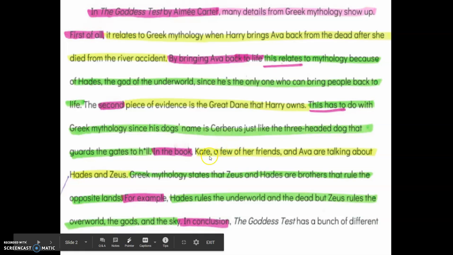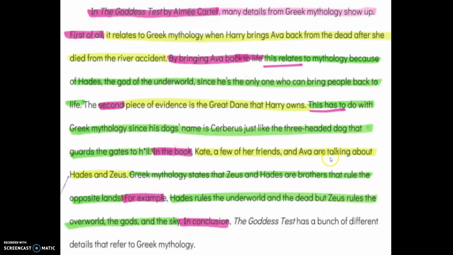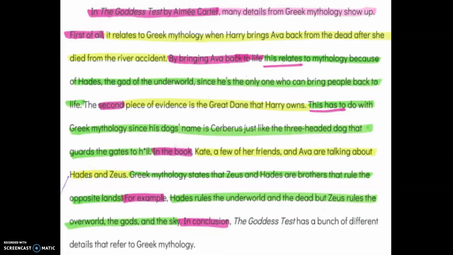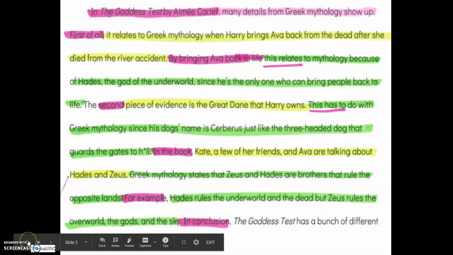the example here. It says Kate, a few of her friends and Ava are talking about Hades and Zeus. Greek mythology states that Zeus and Hades are brothers that rule the opposite lands. For example, Hades rules the underworld and the dead, but Zeus rules the overworld, the gods, and the sky. And so it connects to the two characters from the book that they're talking about without saying this shows or this states. It just went right into the explanation. So that was a better way than saying this relates.